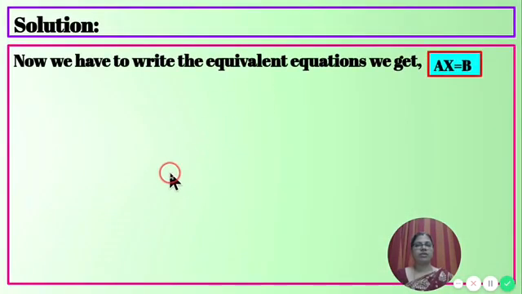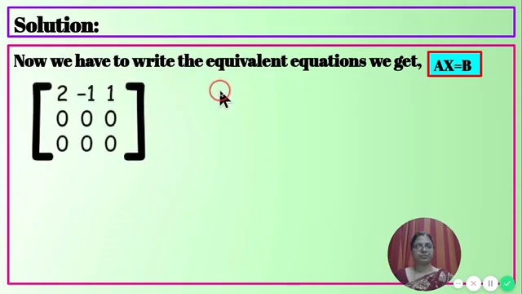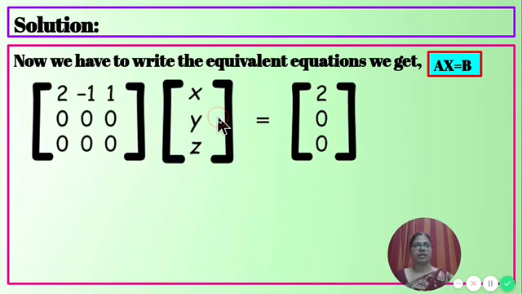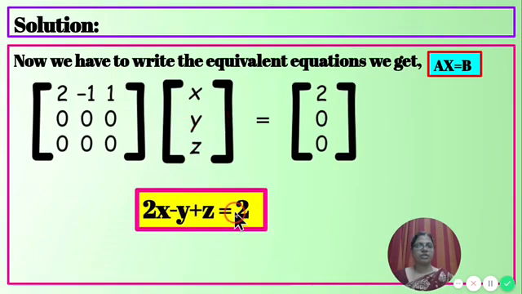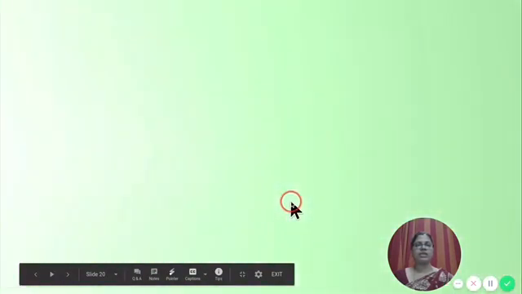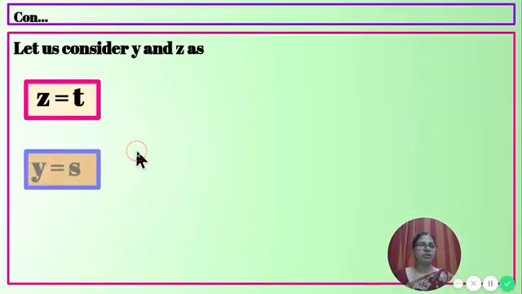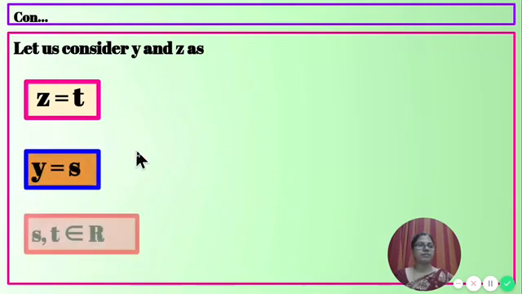I have written the augmented matrix into a matrix form. So from this I have got this equation. So I'm going to consider Z is equal to T and Y is equal to S, where S and T belong to R, that is real numbers.